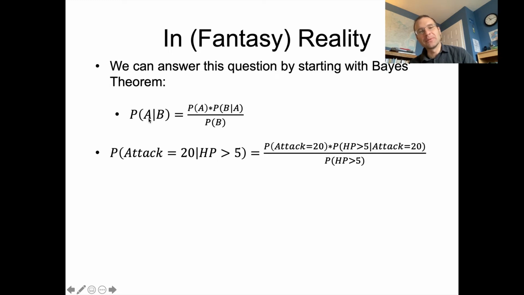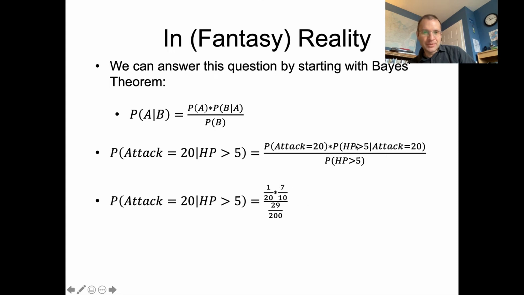And it's kind of nice to put them in this order because that's the order in which they happen in reality. But to figure this out, we need to separate these probabilities. So the probability of an attack being 20, just in general, is 1 out of 20. And then the probability of hit points being greater than 5, just in general, is what we calculated before. Also, we calculated before the probability of hit points being greater than 5 given this attack of 20 is going to be 7 out of 10, right?